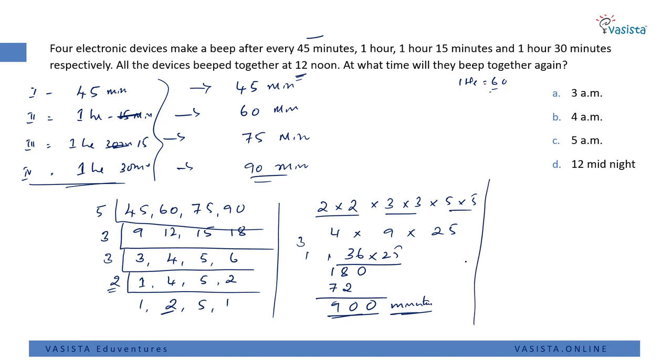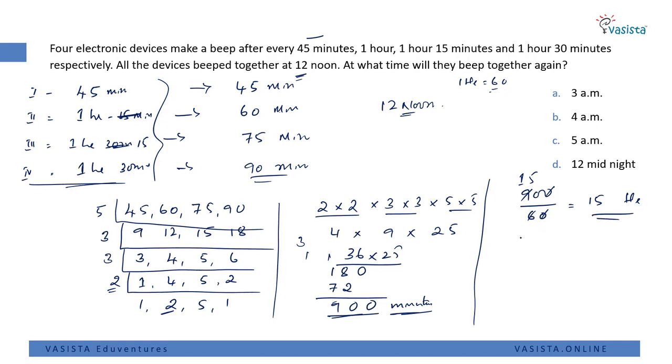Now we need to convert it into hours, because we need to find out. So it is beeping together at 12 noon. At the next time when it is going to beep, that is what we need to check out, right? So 900 minutes, I'll divide by 60, so you are going to get it in terms of hours. 0 0 will be cancelled, 6, right? 6 1s are 6, 6 and 3 15 hours, right?